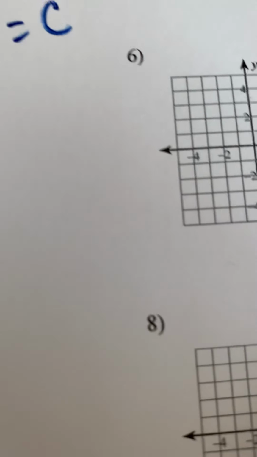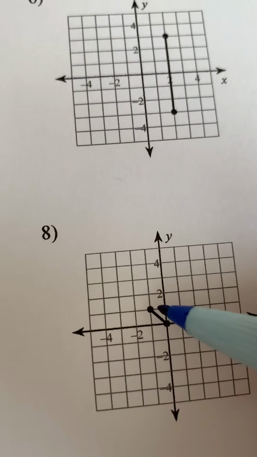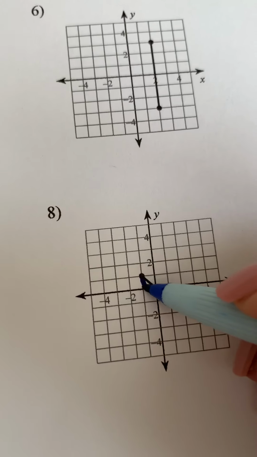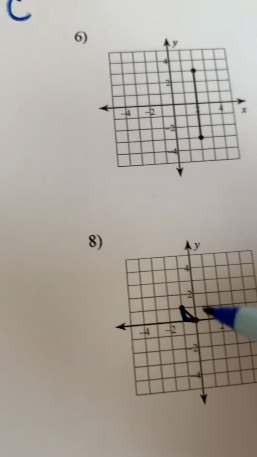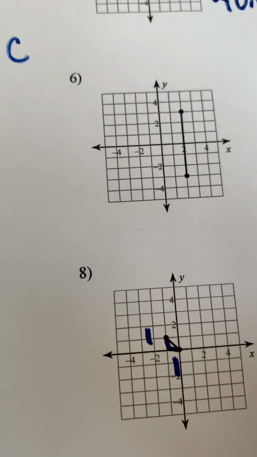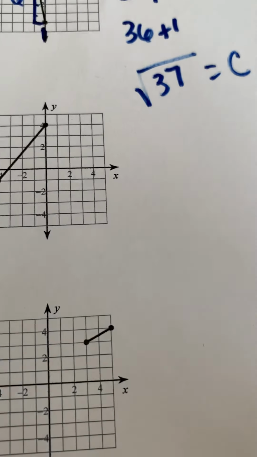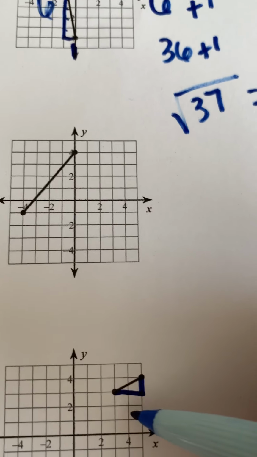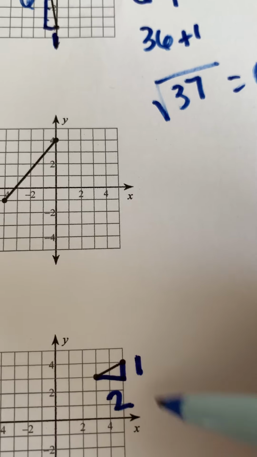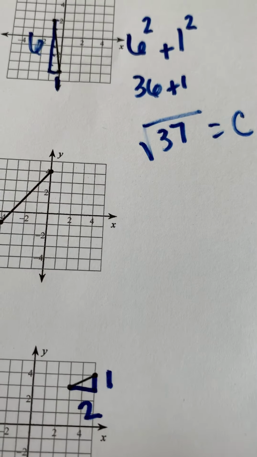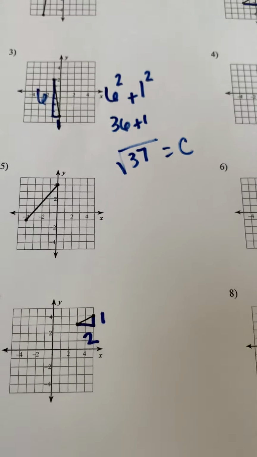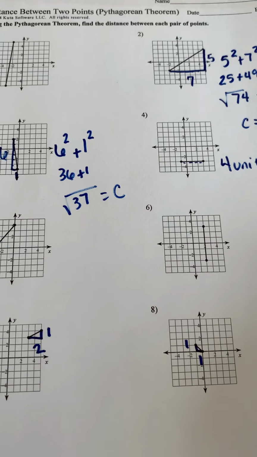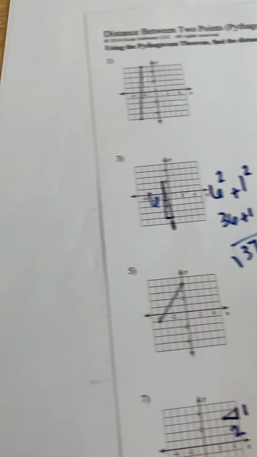So again, on all of these shapes, no matter how big, how small, we're going to draw the triangle. This one's just a little tiny triangle. It's going to be a 1 by 1. 1 across, 1 up. This one here, we're going to draw our triangle, and I've got 2 across, 1 up. So now that I know the measurements of those, I can apply the Pythagorean theorem and calculate the length of those lines.